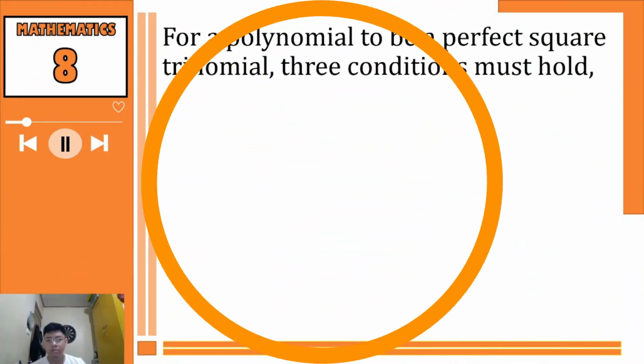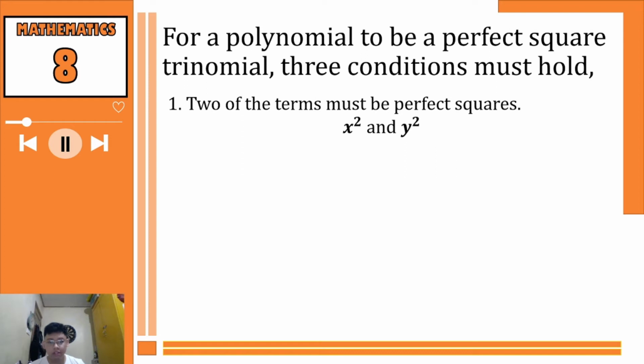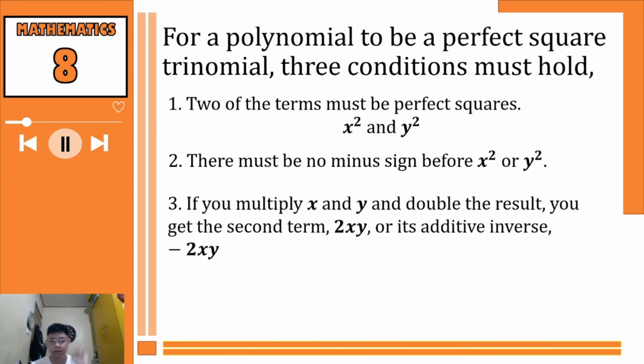For a polynomial to be a perfect square trinomial, three conditions must be satisfied. First, the first term and the last term must be perfect squares. Second, there must be no negative sign before the first term and the last term. Third, if you multiply the square roots of the first term and the last term and double the result, you will get the second term.